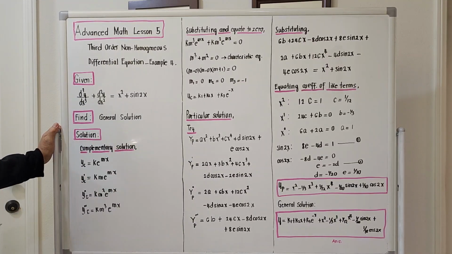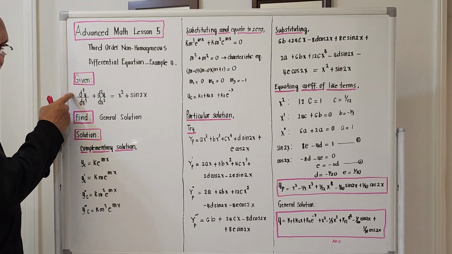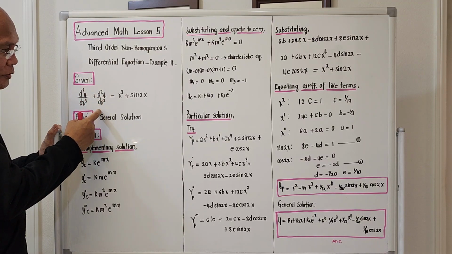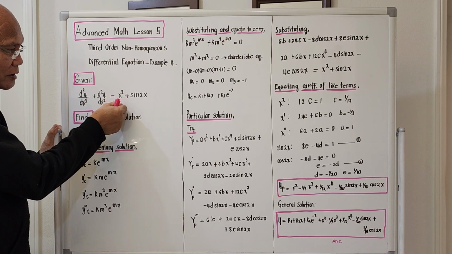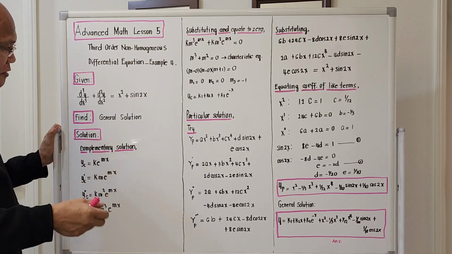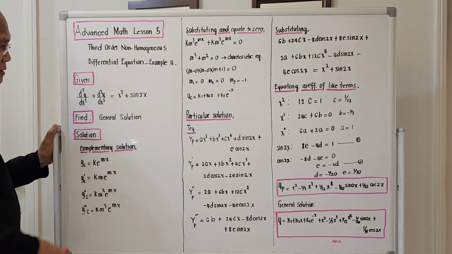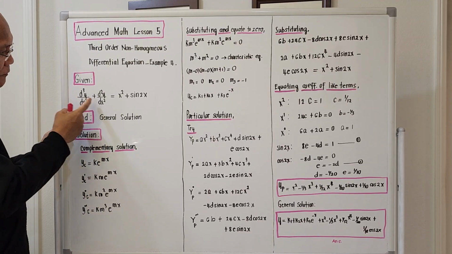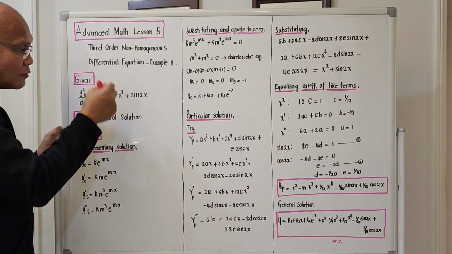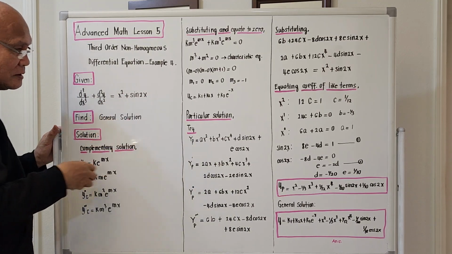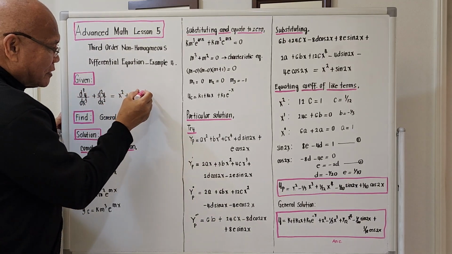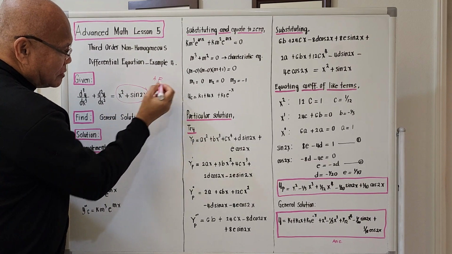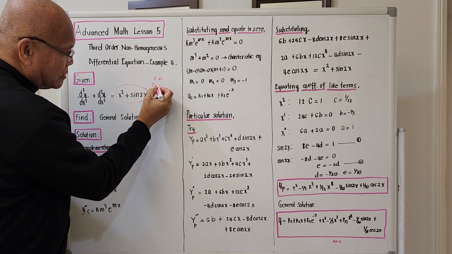Okay, I will try to give the problem. d cubed y over dx cubed plus d squared y over dx squared equal to x squared plus sine of 2x. The problem is asking for the general solution. For this one, this is y triple prime plus y double prime is equal to x squared plus sine of 2x. If you try to notice it, the right hand side is now a combination of an algebraic function and a trigonometric function.